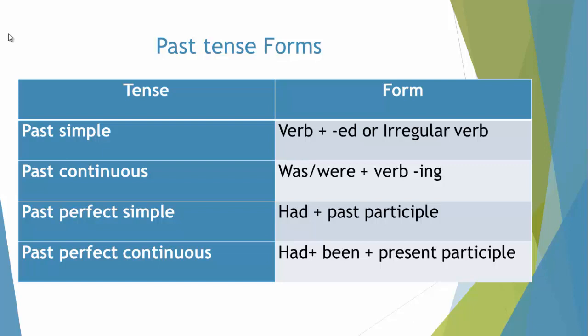We have the past continuous, which is was or were plus the verb plus ing. We also have the past perfect simple, and the form of it is had plus past participle. And finally, we have the past perfect continuous, and the form of it is had plus been plus present participle.